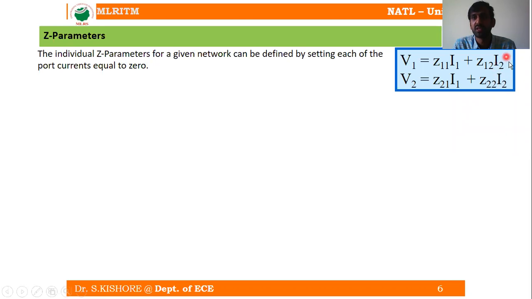Now, for getting the values of Z11 and Z21, consider that port 2 is open circuit. If port 2 is open circuit, obviously the current I2 is going to be 0, because the current I2 is associated with port 2 and I1 is associated with port 1 in a two-port network. V1 is associated with port 1 and V2 is associated with port 2. So if any one of the ports is open circuit, that particular current is going to be equal to 0.